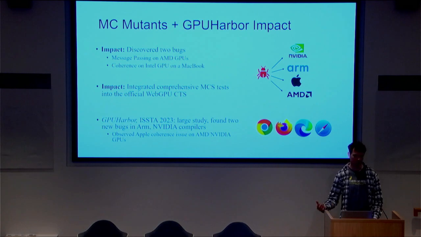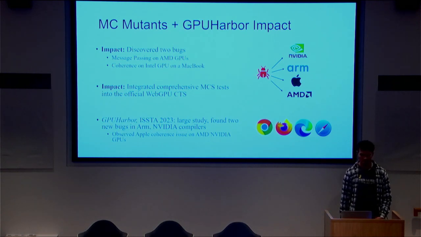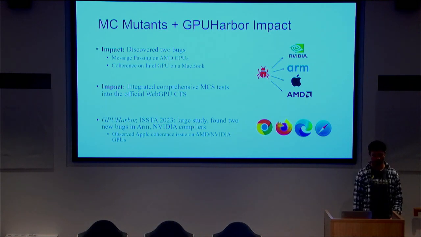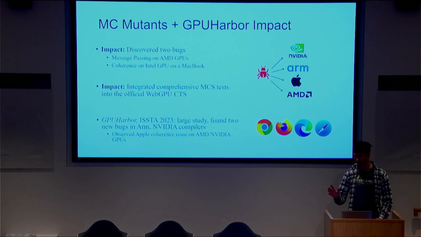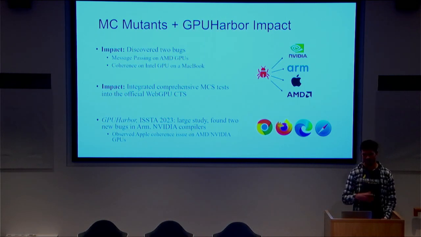And then we followed this up with another empirical study at ISTA, where we found more bugs, all coherency bugs in ARM and NVIDIA compilers, and we observed that Apple coherency issue on other GPUs as well. So the takeaway here is that they're buggy. These are the simple 2-thread, 2-instruction tests. Like Peter Sewell was saying earlier, maybe we need to look at bigger tests, but honestly, in the GPU world, there's still a lot of work to be done just looking at these very simple programs.